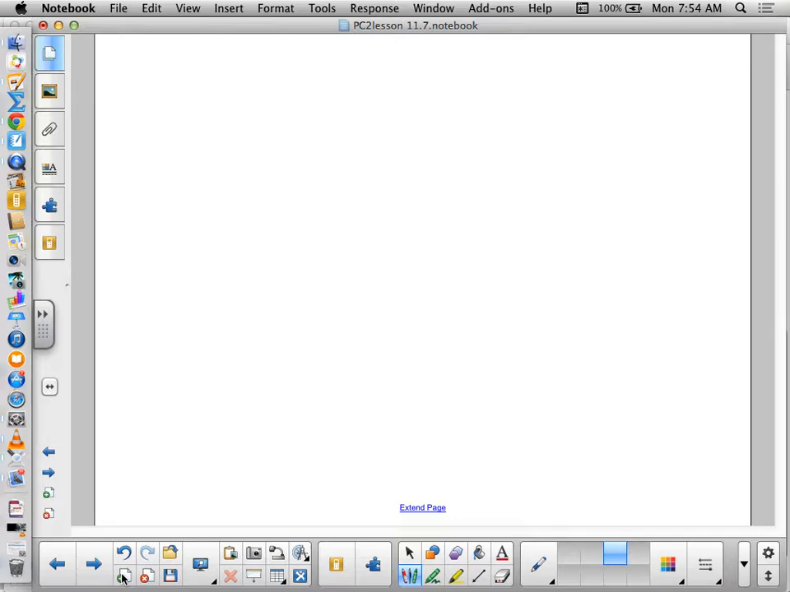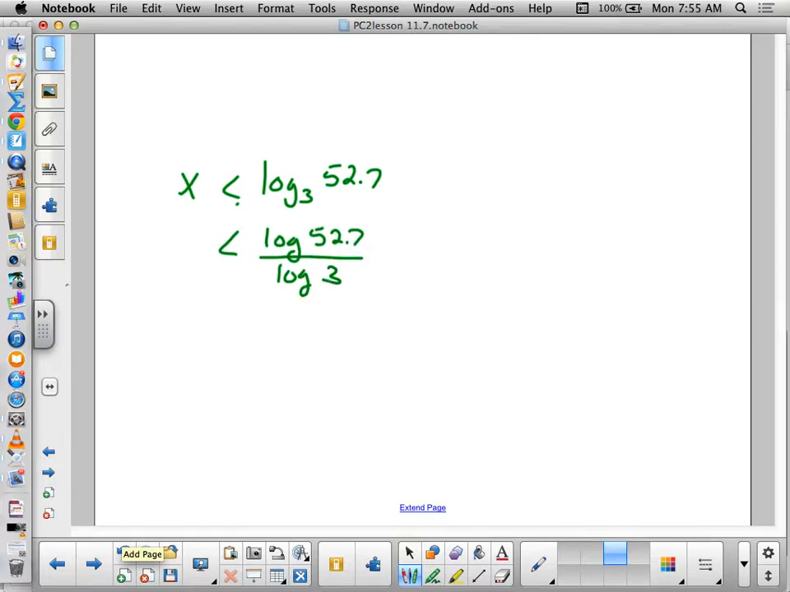X is less than log of 52.7? Yes. Or log base, what is it, log base 3? Yes. I think you overthought this one probably. 52.7 it was? Yes. Okay. And it's less than, not equals to. All we do is change base here. That's log or ln of 52.7 divided by the log of 3. And all you need to do is put that in your calculator and simplify it.